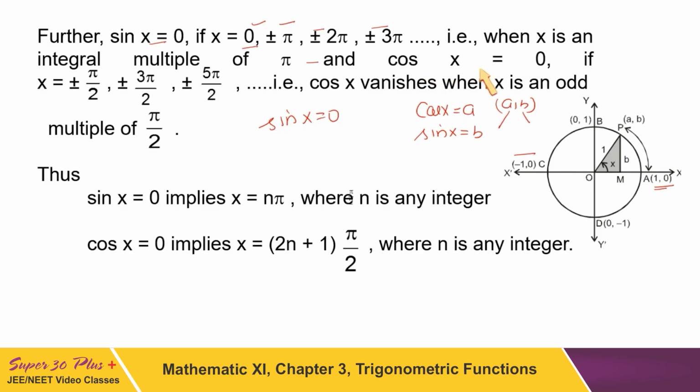Similarly, if cos x is equal to 0, then you can observe the points B and D. At the point B, the x coordinate is 0. And what is the x coordinate?